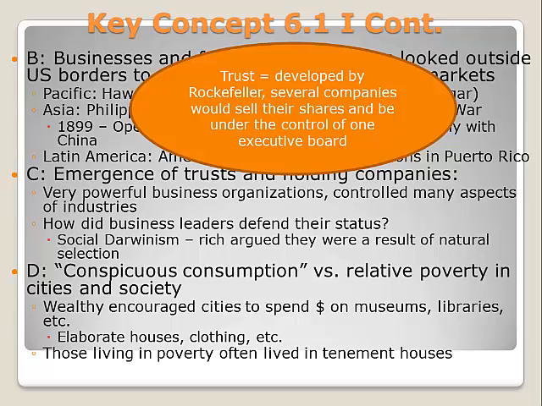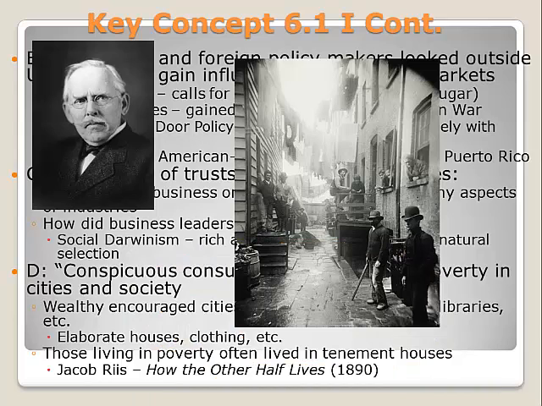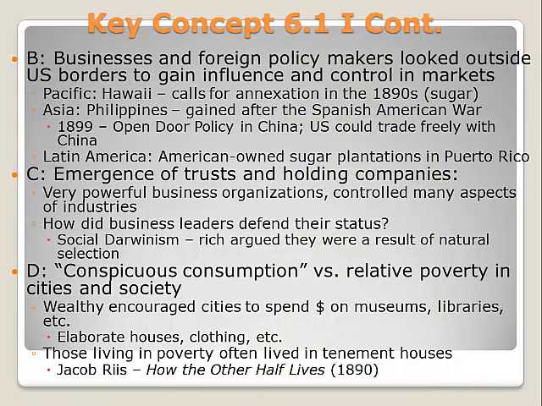Now, on the other end, there are a lot of people living in poverty, and they often lived in tenement houses. And this is a term you should be familiar with. This was really brought to the attention of the American people by this guy, Jacob Riis, who was a photographer. And here's one of his famous photographs. He published a book in 1890 titled How the Other Half Lives. He went through New York City and really photographed the poor living there. So on one end, you see conspicuous consumption. On the other end, you see tenement houses.